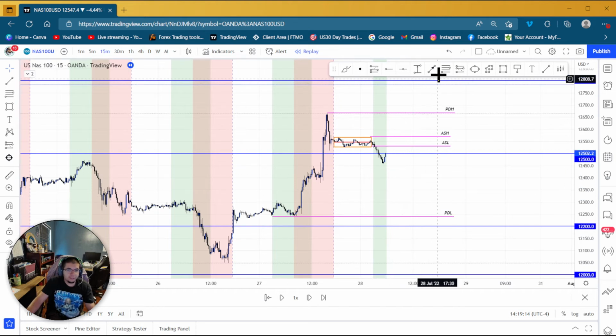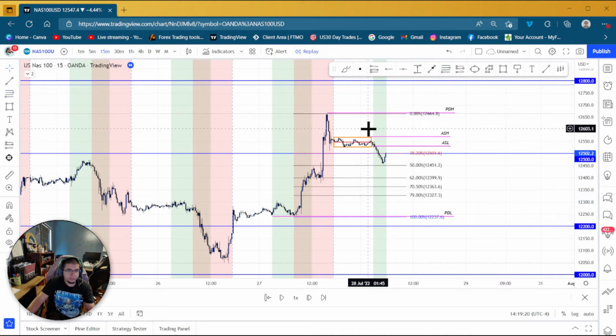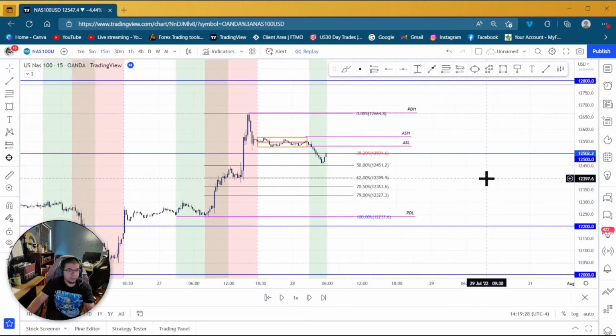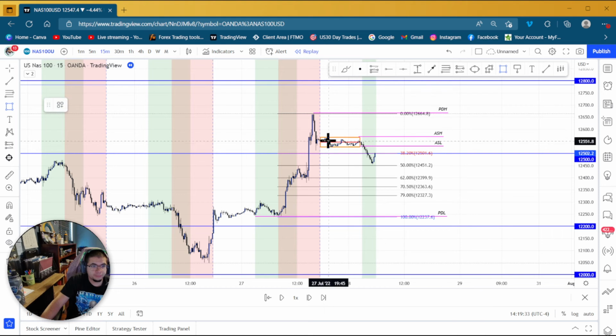So what I can do here, guys, is draw out a Fibonacci retracement tool. And I can see that there's this 79% retracement level here. Any fair value gaps, order blocks? There's this one right here, last up candle before the move down.